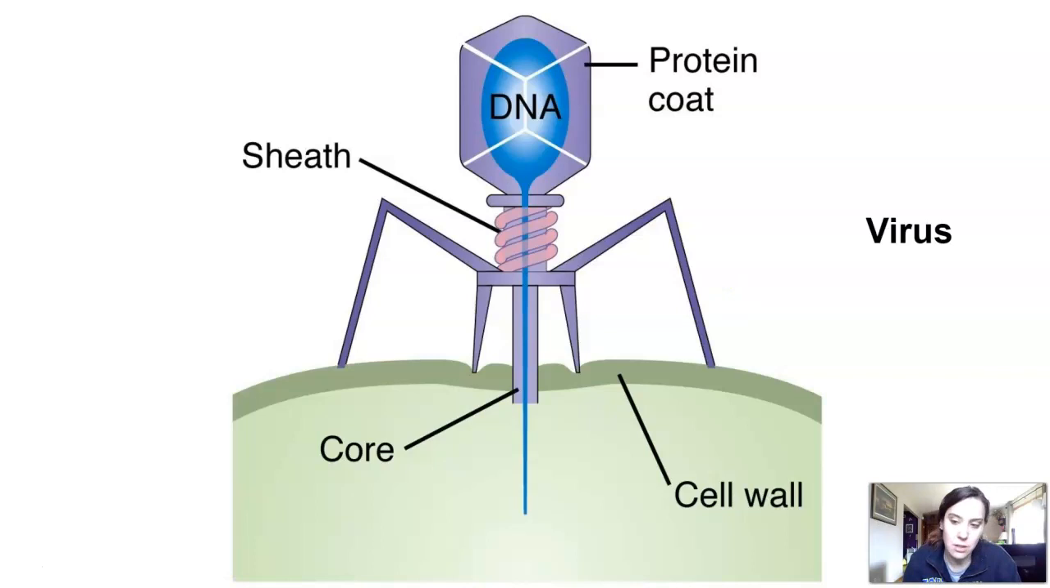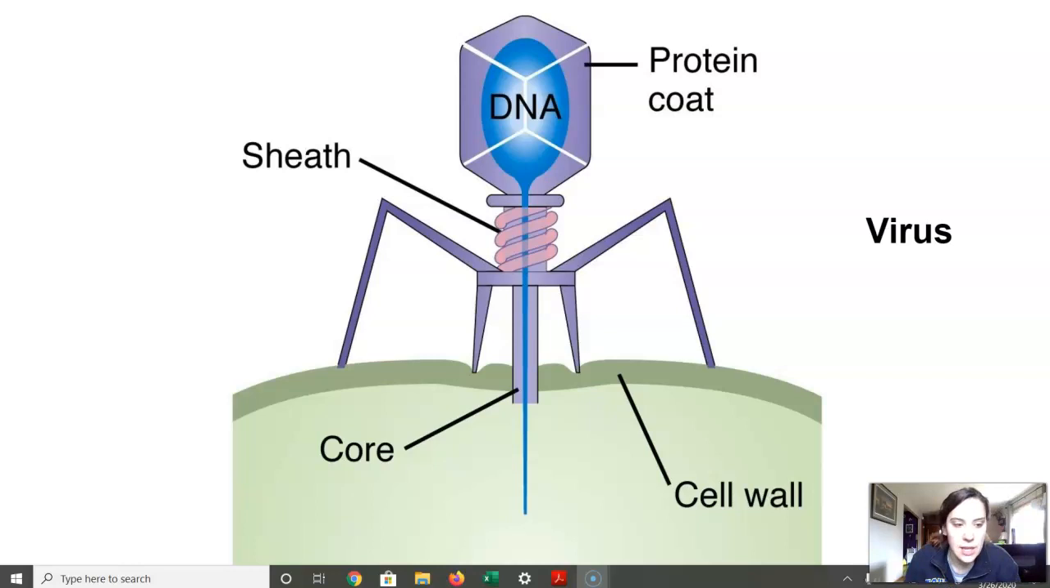How about this? Virus. What's the tricky part about viruses? Do you remember? They're neither heterotrophic or... So this is a virus. Viruses are not eukaryotic or prokaryotic. They are not heterotroph or autotroph. So they're not animals.